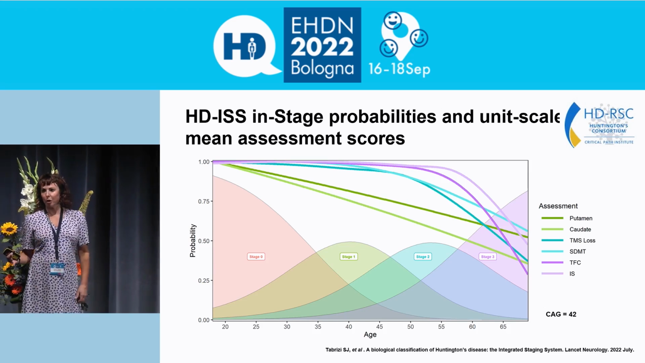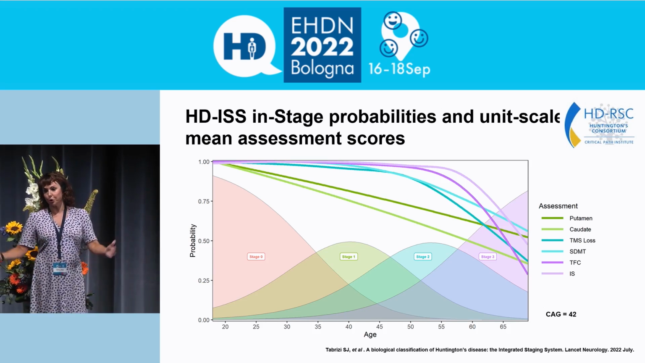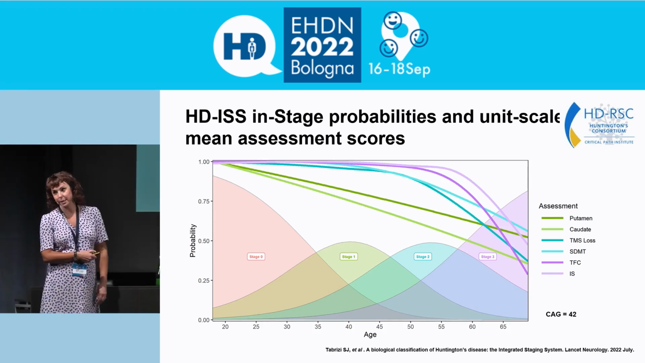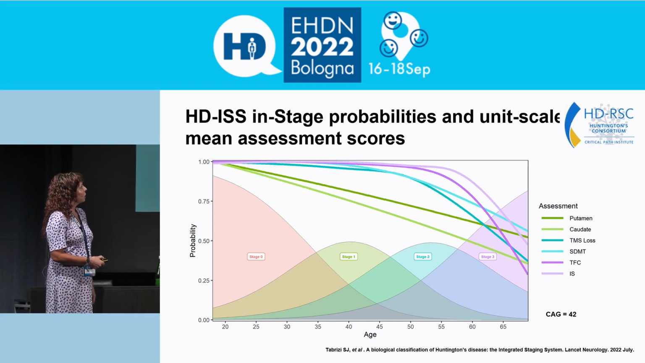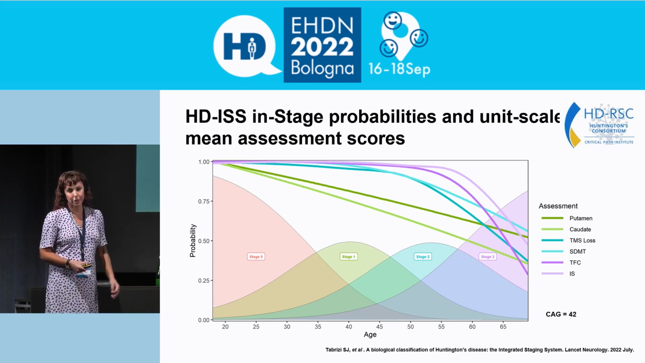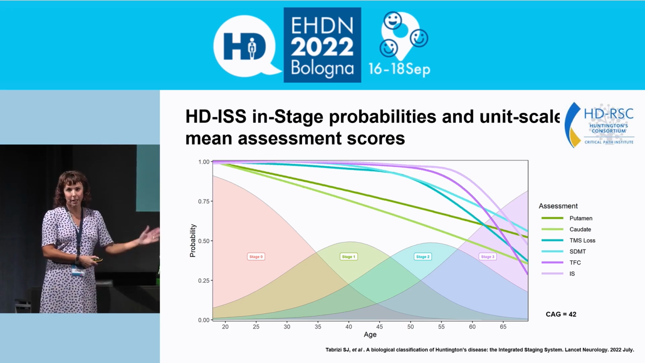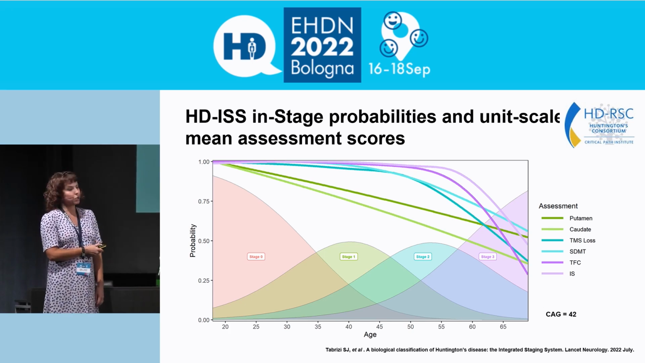So this is an example of someone with CAG 42, the commonest CAG repeat. This is the probability of being in a stage. This is age. So someone is in stage 0 for quite a long time, and obviously it's that winding path. Some people are in stage 0 for longer, and some people are in stage 0 for less time. They will then go into stage 1, then stage 2, and then stage 3. The imaging, putamen and caudate volume, is pretty linear, and this is data with people with CAG 42.